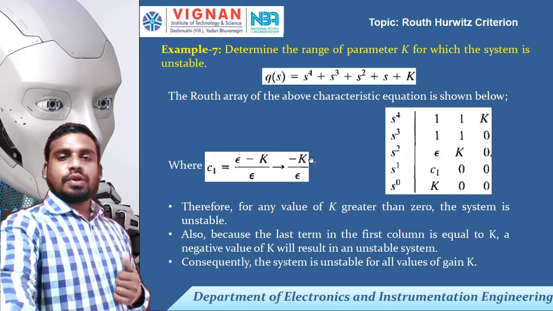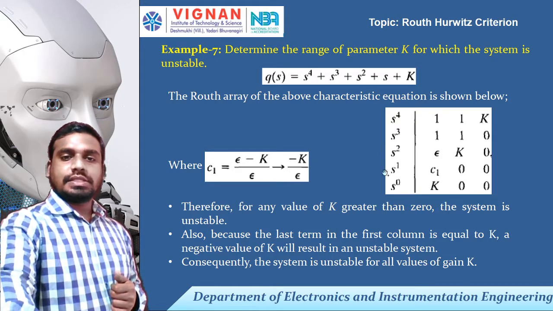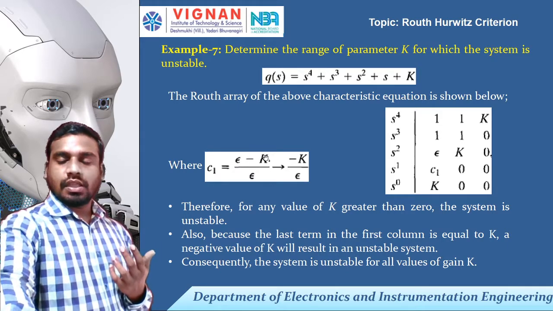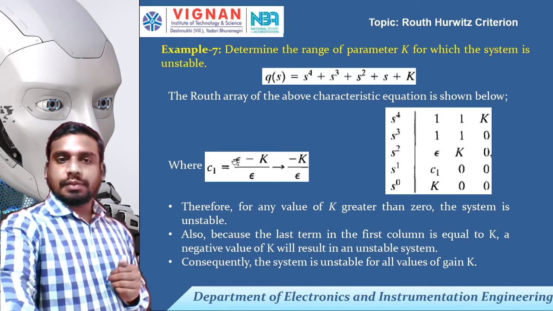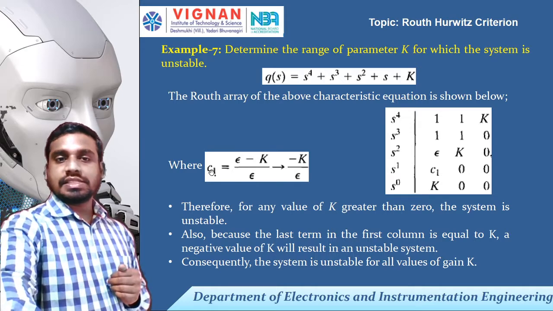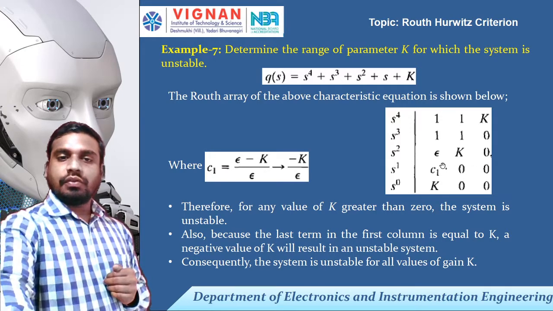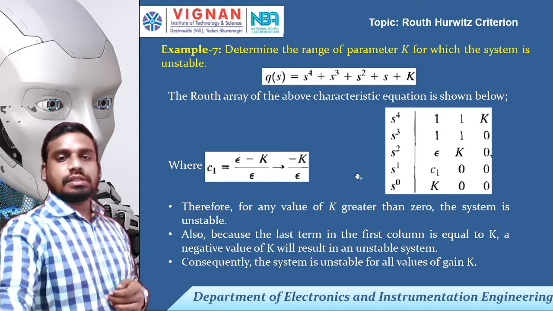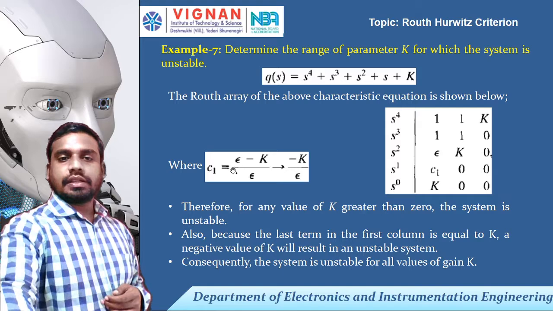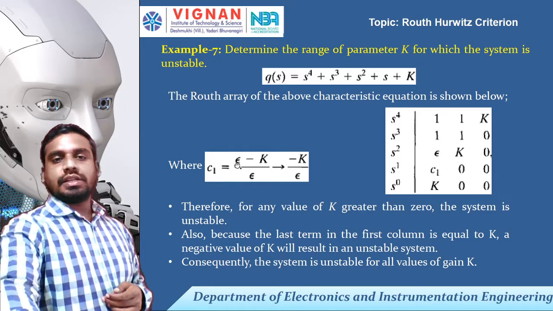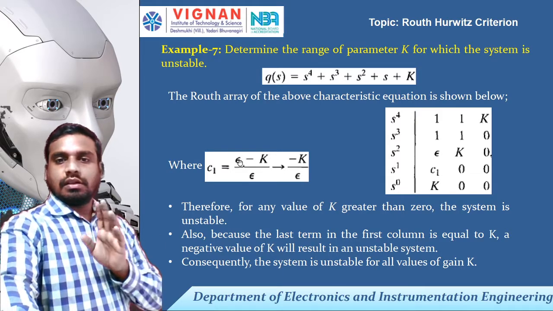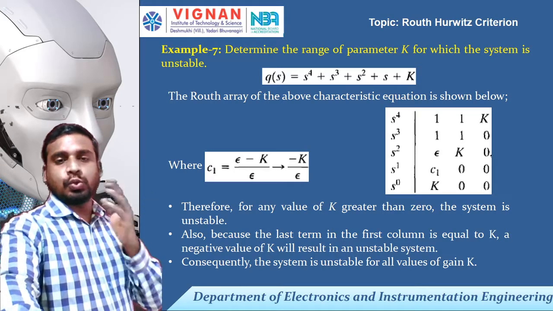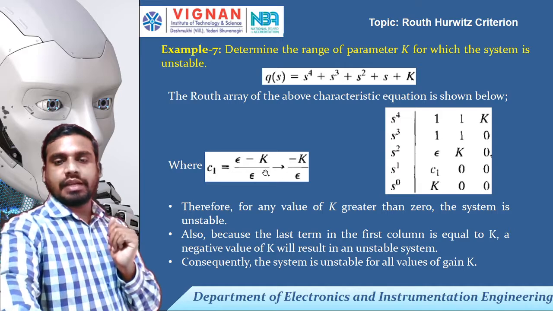If you take a positive value, what happens? See here, if you are taking k as a higher value, epsilon will be minus here. Epsilon will be a smaller value and overall C1 will become negative. If you are taking epsilon as a maximum value, since epsilon is in the denominator, suppose your epsilon is 10, 10 minus k is something like less than 1 or 2, 10 minus 2 is 8, 8 by 10.